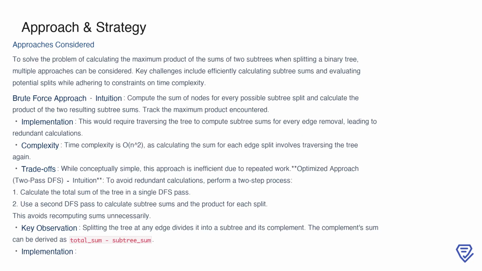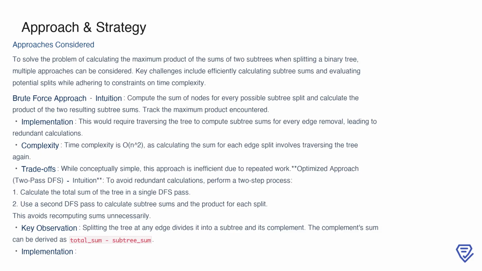To tackle the problem of finding the maximum product of the sums of two subtrees when splitting a binary tree, we need to carefully consider our approach. One straightforward method is the brute force approach. Here, the idea is to compute the sum of nodes for every possible way the tree can be split.